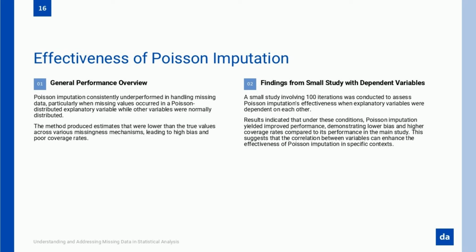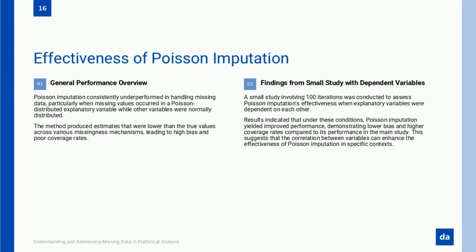Picture this. The data was supposed to fit neatly into a Poisson distribution, but instead, the estimates consistently came in lower than the true values. It's like ordering a large coffee and only getting a half-filled cup. Frustrating, right? And it's not just the bias, it also tanked coverage rates across various missingness mechanisms. So now, not only are you getting bad estimates, but you're also left wondering if they're reliable at all. Spoiler, they're not.